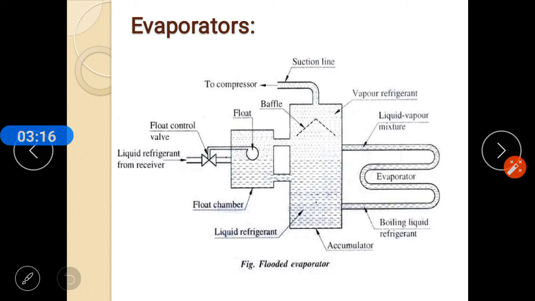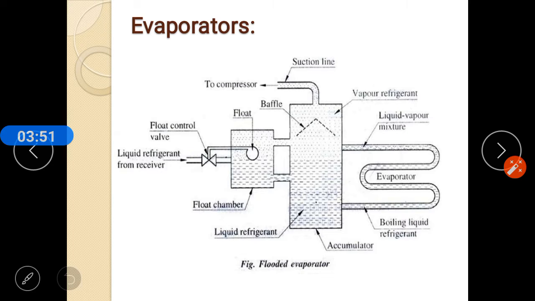Okay, now next is evaporators. All of you are very aware of the function of the evaporator. The function of the evaporator is to absorb latent heat from the surrounding location or the medium which is to be cooled by means of the refrigerant. Now according to the operating condition, there are two types of evaporator. The first is a flooded type evaporator and number two is the dry or direct expansion type evaporator.